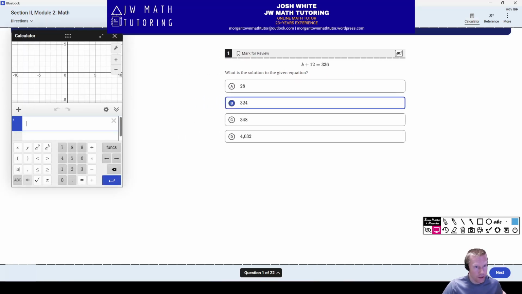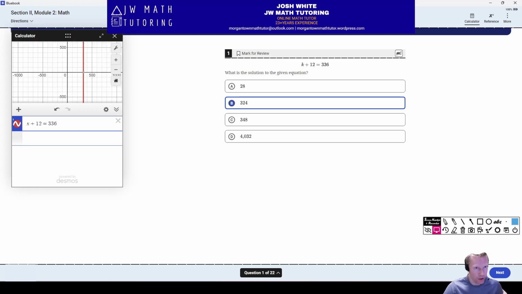And also, just a reminder, you can go into Desmos and you can type in the equation as it's written, except you can't use k. You have to change the k to x if you want to use this method. Now you're going to have to zoom out a ways. There's the line eventually right here, 324.